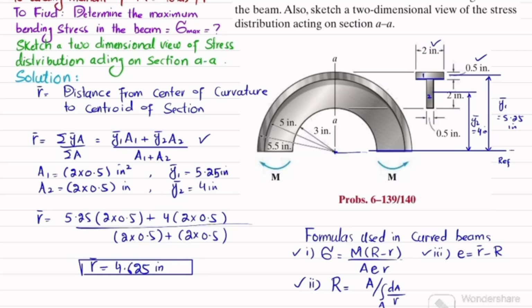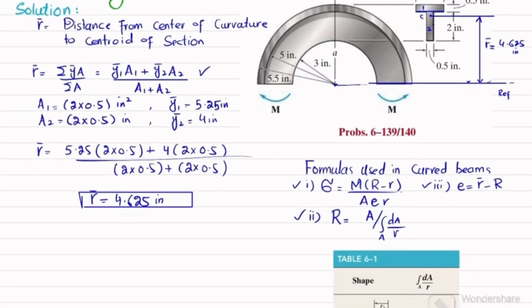Okay, now I will remove these things. In order to have a clear understanding of what R dash is, let me plot it. R dash is the distance from the center of curvature till this centroid. This is the centroid. So this distance is R dash, the distance from the center of curvature till the centroid of this section, and this R dash is 4.625 inch. Now we will move toward finding the second term, which is capital R.